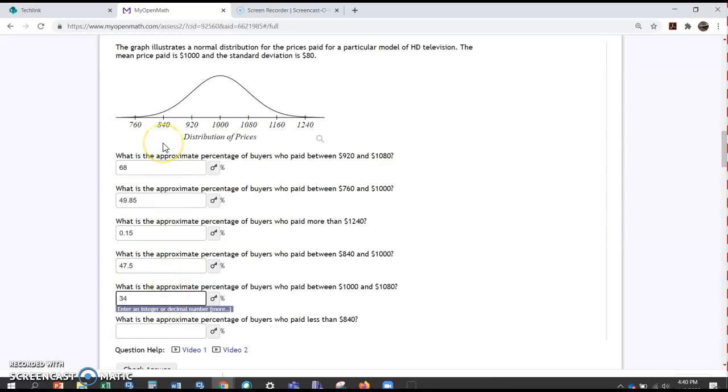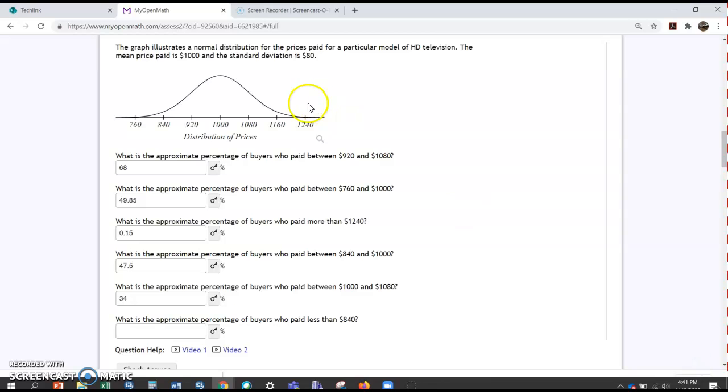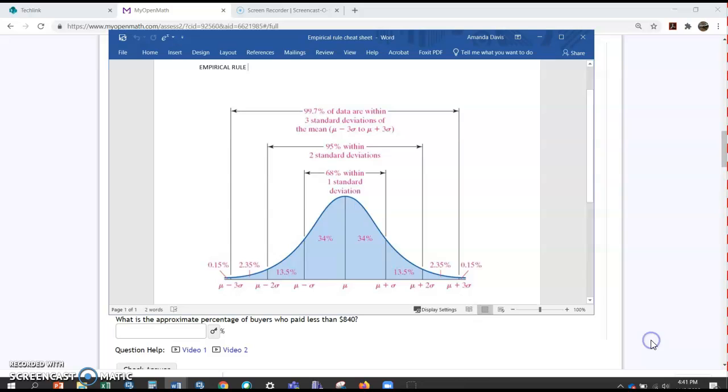And then the approximate percentage of buyers who paid less than 840, that would be below 2 standard deviations from the mean. And if we look at that last one, oh, that did not pop up for me. Hold on. Click on that. There we go. So below 2 standard deviations, we have 2.35 plus 0.15, which gives me an even 2.5.